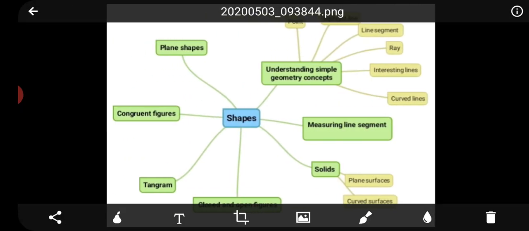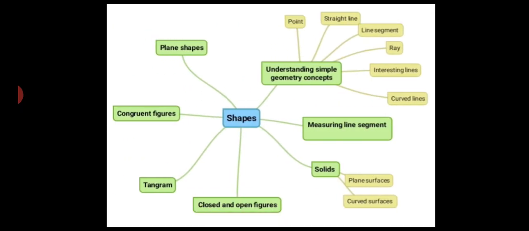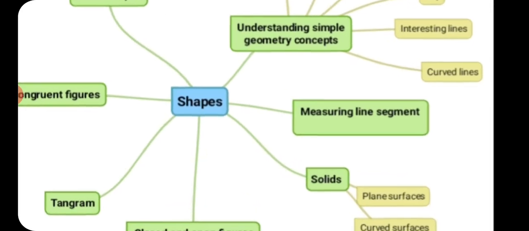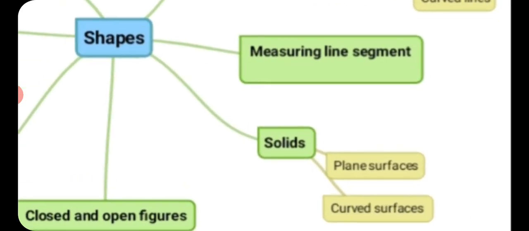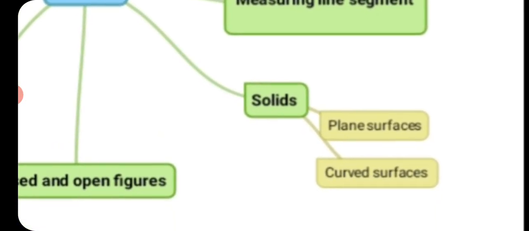In the previous video lecture, we discussed the plane shapes, that is square, rectangle, triangle, circle and oval. Then we understood simple geometric concepts. After that, we learned how to measure and how to draw a line segment. In this video lecture, we will talk about solids. Under solids, we will learn about plane surfaces and curved surfaces.